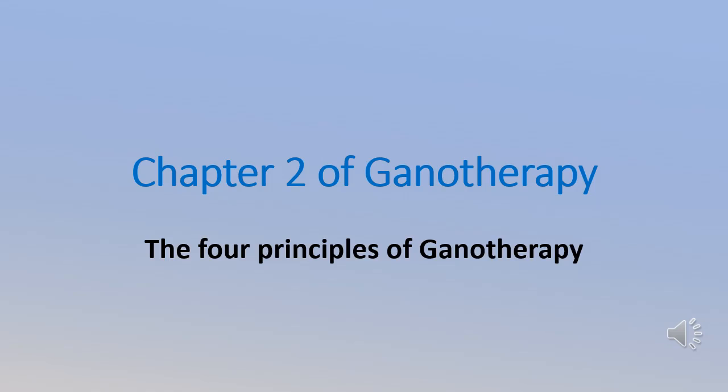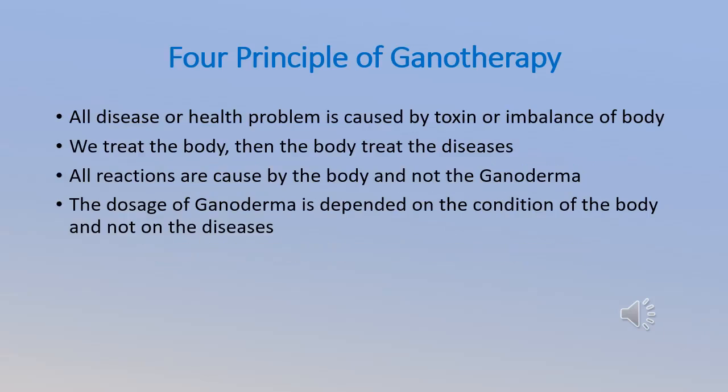In Ganotherapy, there are 4 principles. We are going to discuss in detail these 4 principles. The first principle is that all diseases or health problems, whatever the problem faced by our body, are caused by 2 causes only: the toxin and the imbalance of the body. Only 2 causes. Secondly, we treat the body, then the body treats the disease. We never treat the disease. This is the second rule.